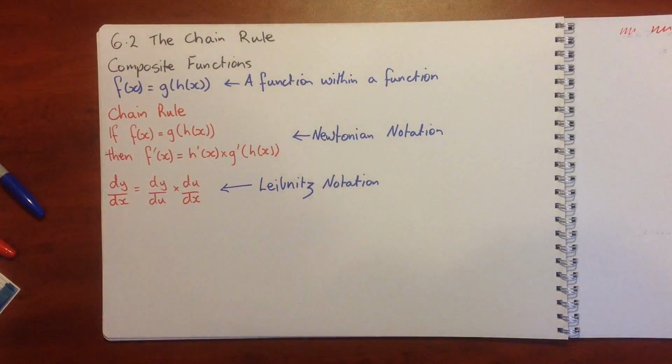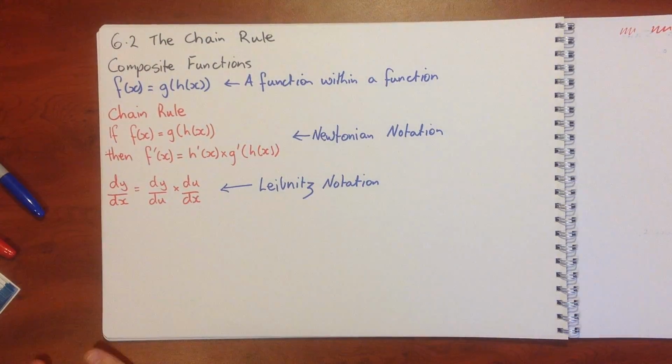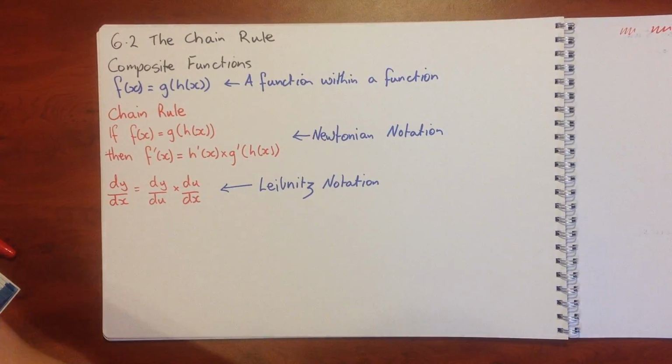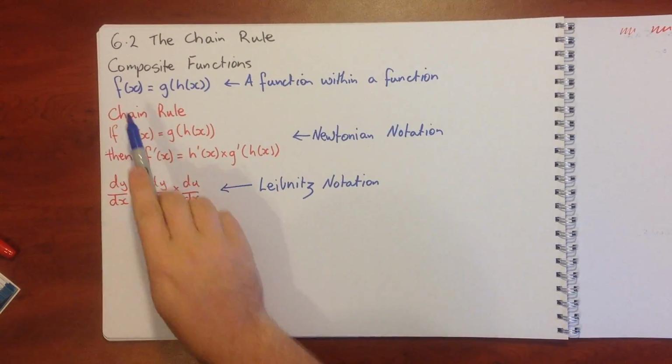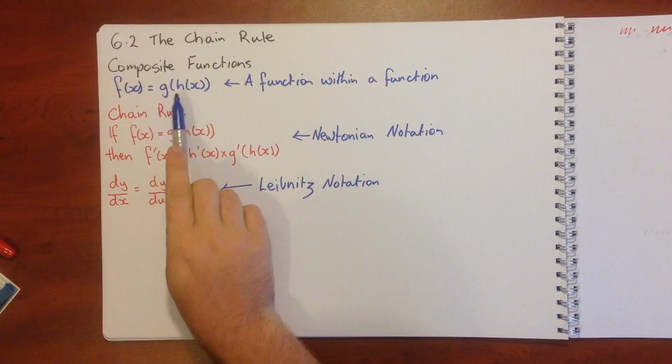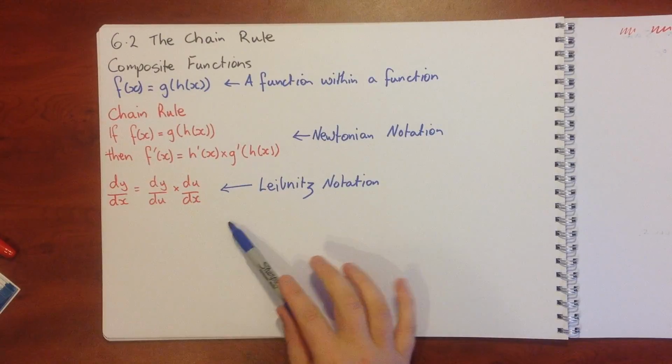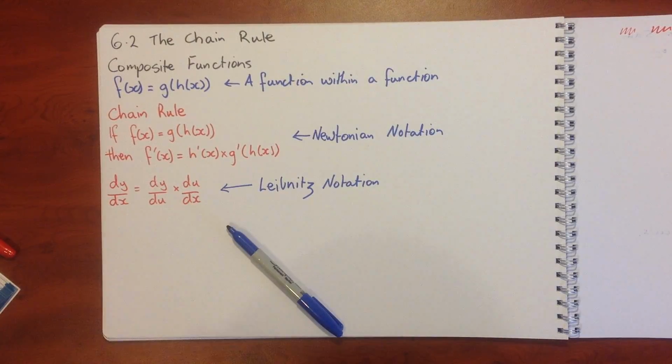Okay, in this tutorial we're looking at section 6.2 on the chain rule. This is how we differentiate composite functions. Remember, a composite function is when we've got a function within a function. For example, here we've got f of x equals g of h of x. So h of x is our function within g of x.